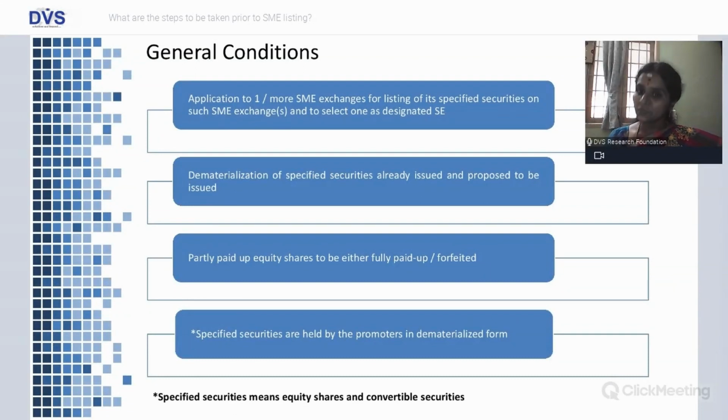And specified securities shall be held by the promoters in dematerialized form. When you look at the specified securities in your ICDR regulations and in your LODR, it is none other than your equity and convertible securities. The convertible securities could be your CCDs or CCPS.